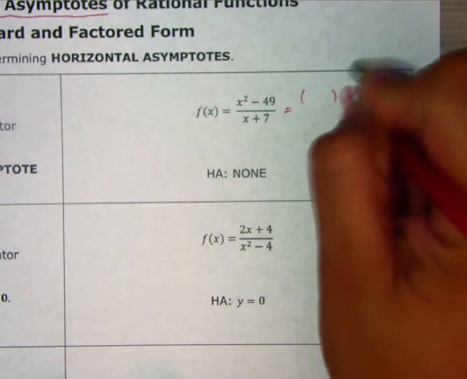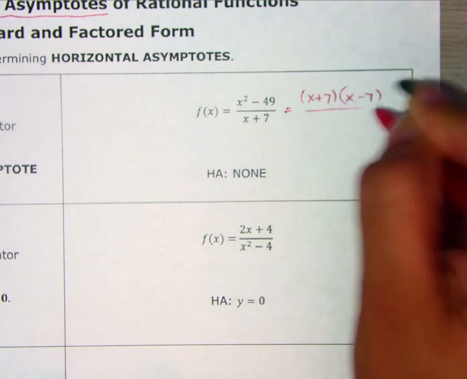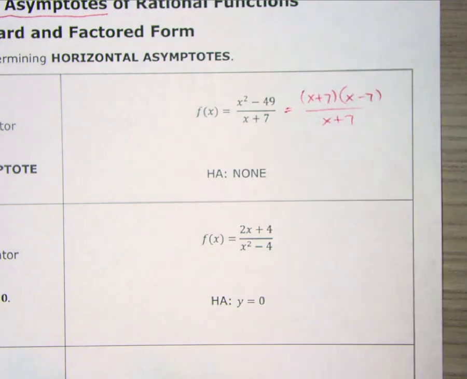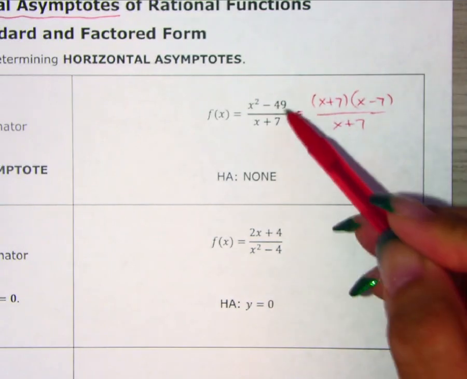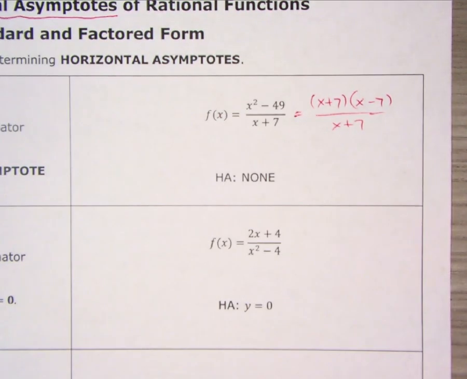If we turn this into two factors, we'll have x plus 7, x minus 7, and x plus 7 on the denominator. So whether you have standard form or factored form, you can still calculate the rules that you're going to see on this video.